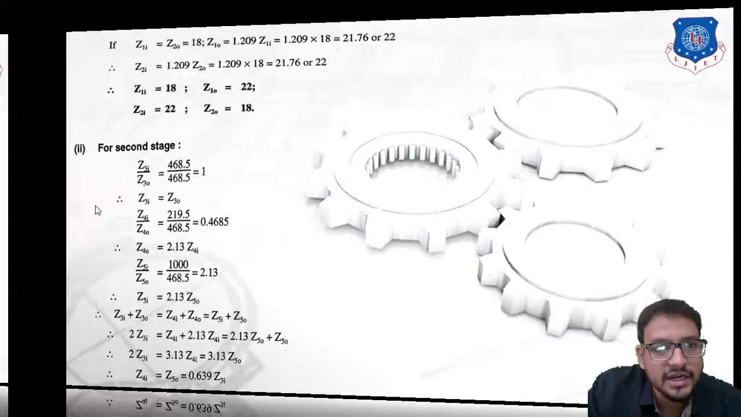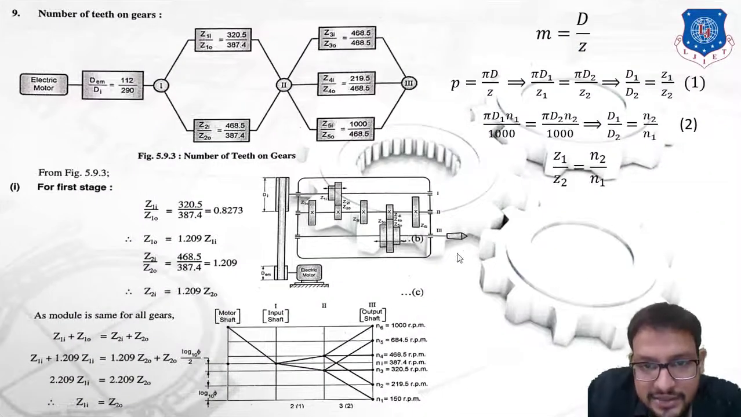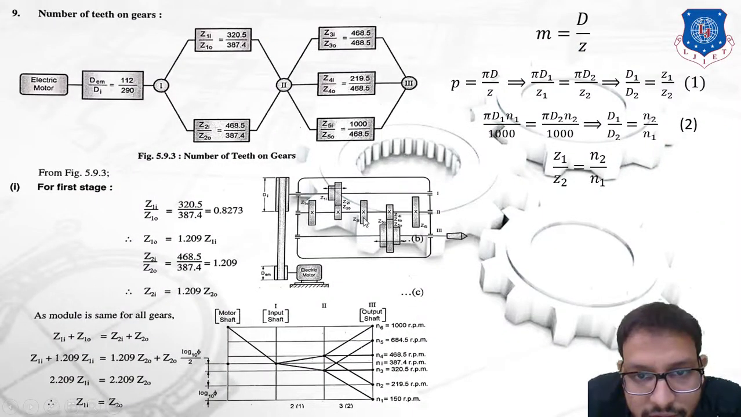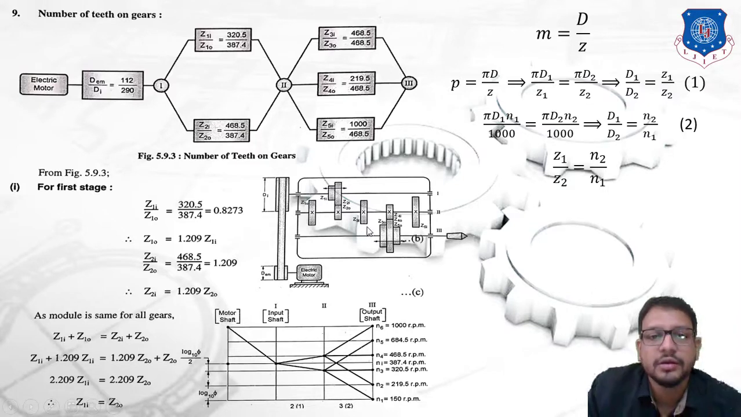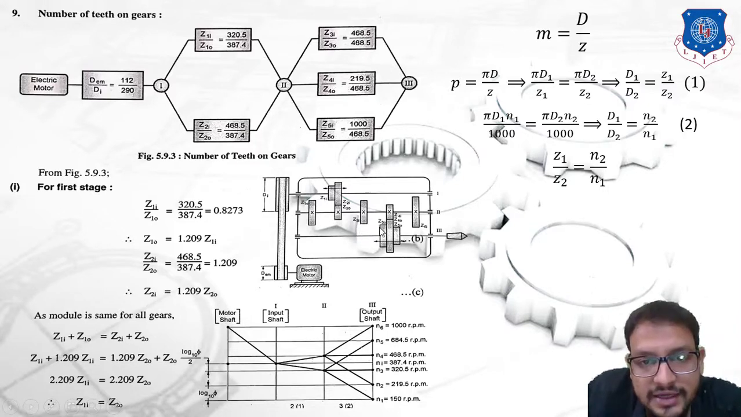For the second stage, it is very clear. In this diagram, you can see that the first pair, that is Z3i and Z3o, is going to transmit the same speed. I'm considering the same speed is transmitted. In the second case, Z4i and Z4o, we can say that step down will take place. So the downward arrow corresponds to Z4i and Z4o.